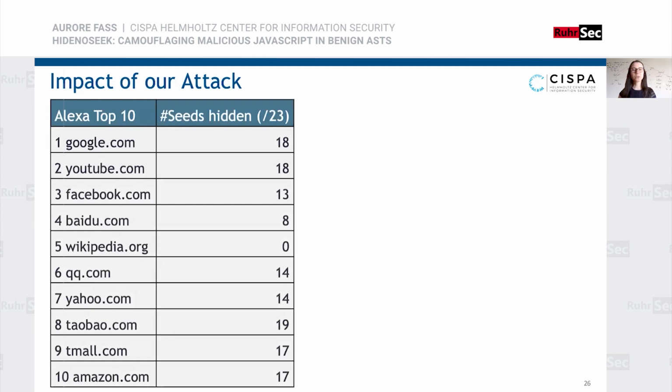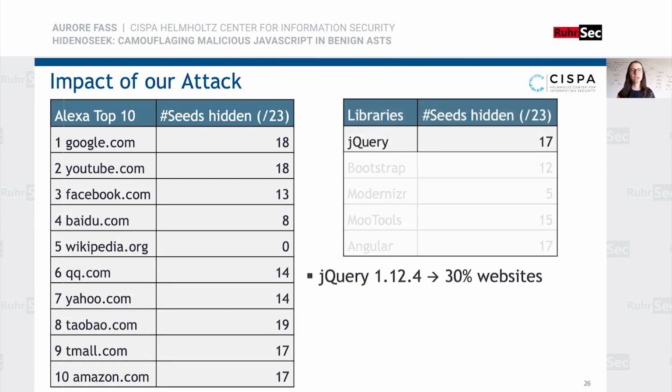It's pretty much similar for the other websites, except for Wikipedia. So here for Wikipedia, the start page did not contain a lot of JavaScript code, meaning that we did not have anything to analyze, so no clone to find, so nothing for HideNoSeek to work with. And similarly, for the libraries, we can reproduce jQuery version 1.12.4, which is used by 30% of the websites. So according to W3Techs, we can reproduce jQuery 17 times with 17 different seeds.